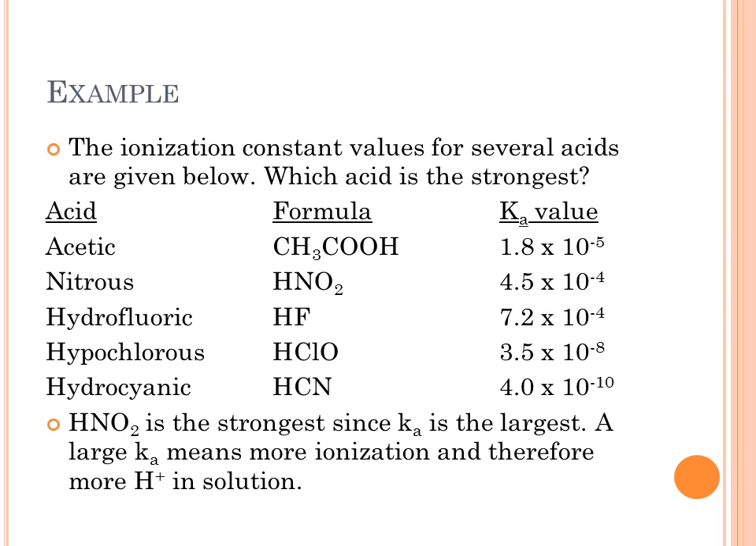That means there's more ionization, therefore more H plus present in the solution, because the H plus, or hydronium ion, was in the numerator of those equilibrium constant terms. Since the H plus or hydronium ion is in the numerator, a bigger Ka is going to mean more of that at equilibrium, and therefore it's going to be a stronger acid.